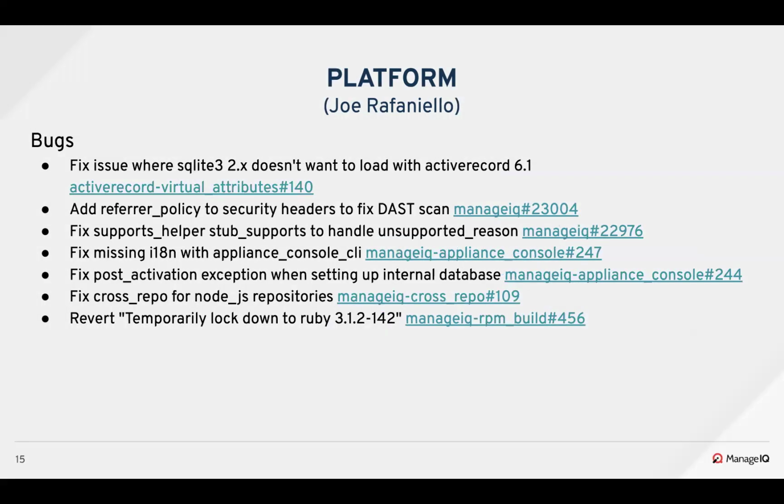For platform bugs, Jason fixed an issue where we had to downgrade SQLite 3 to versions less than 2, and that was to maintain compatibility with Active Record 6.1. Jeffrey added a referrer policy to the secure headers to resolve a dynamic scan issue. Keenan fixed our supports helper as we were incorrectly stubbing code we were actually wanting to test.